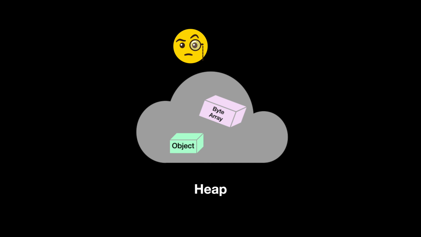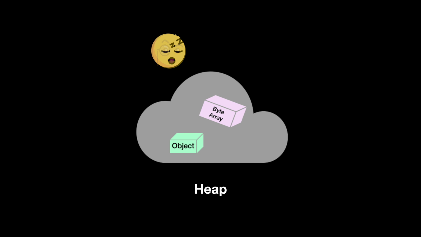Another downside of garbage collection is higher memory usage. Since objects are not freed immediately after they're unused, garbage collected programs require more RAM compared to manual memory management. So what about manual memory management languages like C and C++?